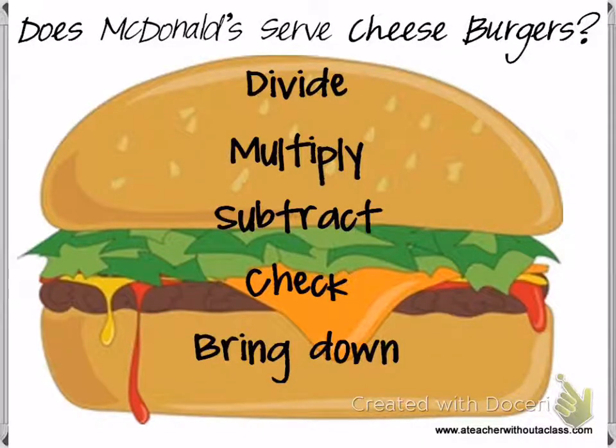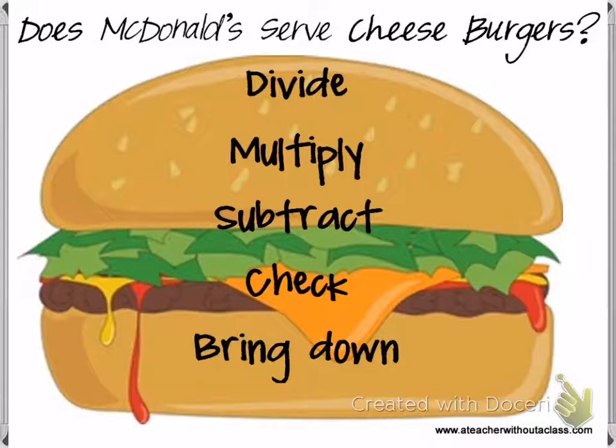The cheese correlates with the C, which stands for check. And again, Miss Donaldson's always stressing, please check to make sure that your number makes sense. And as we work a few problems, I will point out exactly what you should be checking for. And then the next word in the saying is burgers, or B, and that correlates with the bring down aspect of the long division process.